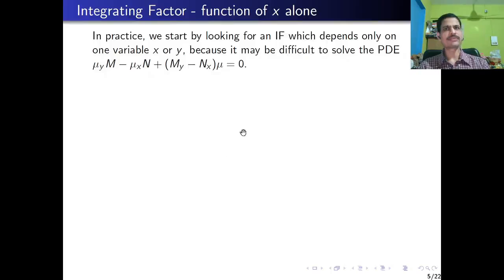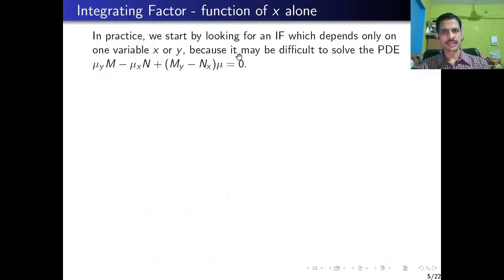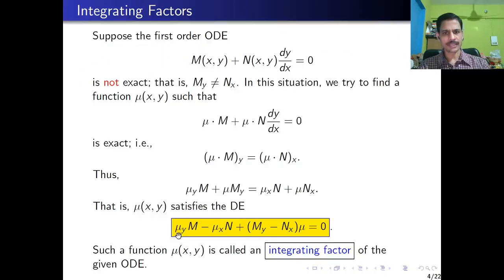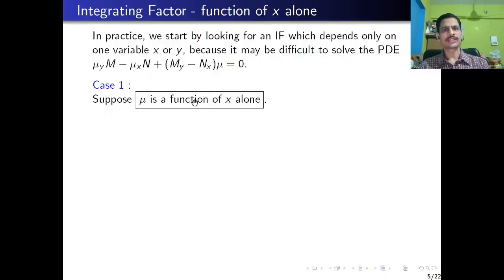In practice, we look for an integrating factor which depends only on one variable, x or y, because otherwise solving this PDE, which I kept in the yellow box here, will be difficult. If we assume mu is a function of any one of the variables x or y, then solving this equation to obtain the integrating factor is easier. So we consider the case when the integrating factor is a function of x alone. Taking the partial derivative with respect to y will give us 0, so one term in this differential equation will vanish. It will be easier to solve this differential equation.